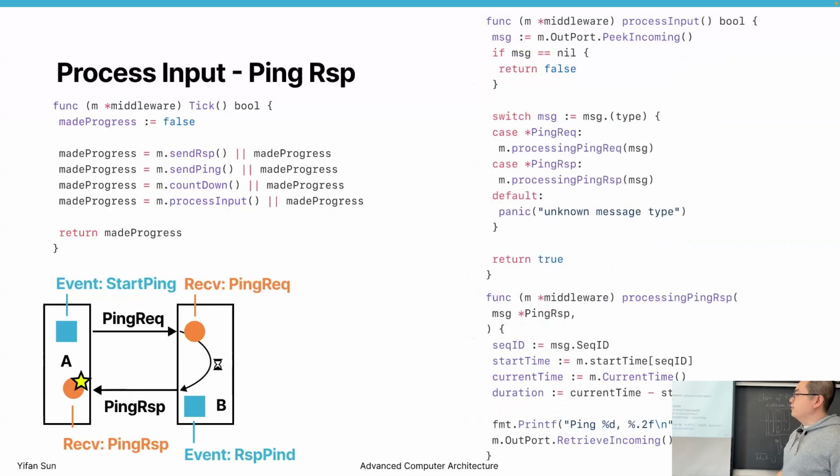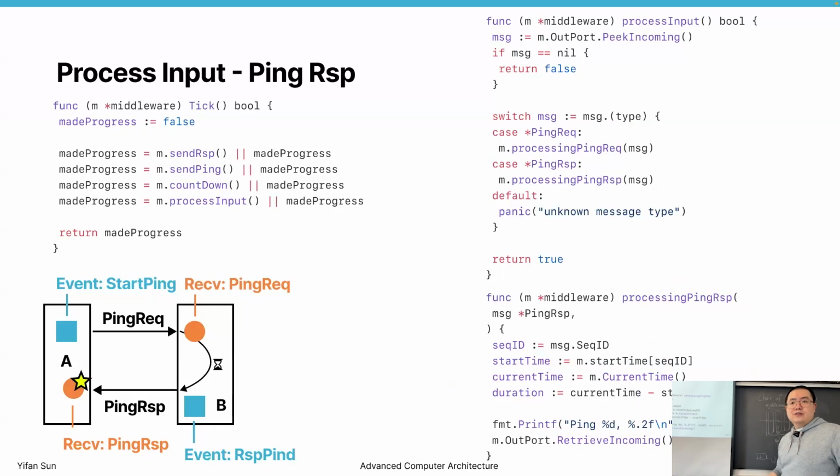Okay. Then finally, the last part is process ping response, and it's easy and it's always successful. There's no condition check. So at the end, we simply retrieve incoming. One thing you need to be careful about is that we need to somehow match the original request with the response. So we have a sequence ID here. Then the current time reduced by the start time is the duration. Then we can print it.